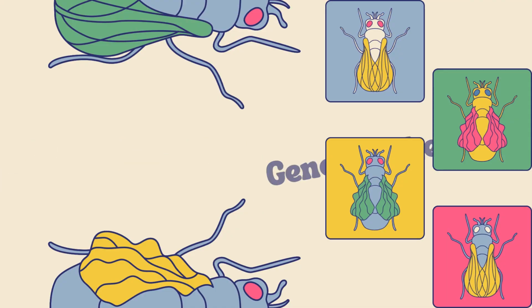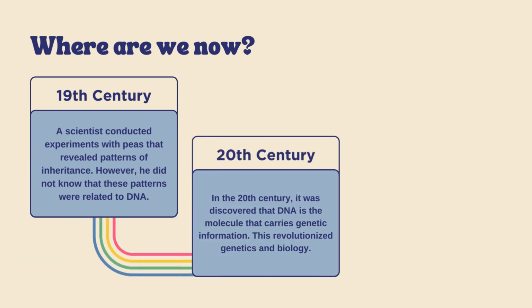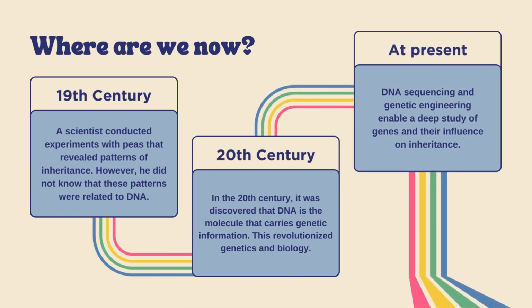Genetic inheritance. 19th century, experiments with peas revealed patterns of inheritance, though the connection to DNA was not known. 20th century, DNA's role as the carrier of genetic information was discovered, revolutionizing genetics and biology. Present, DNA sequencing and genetic engineering enable deep study of genes and their influence on inheritance.